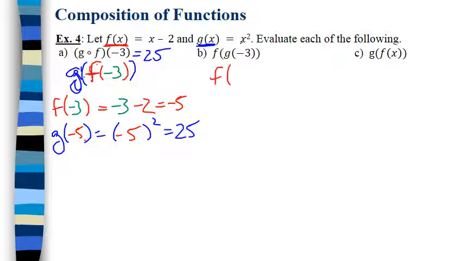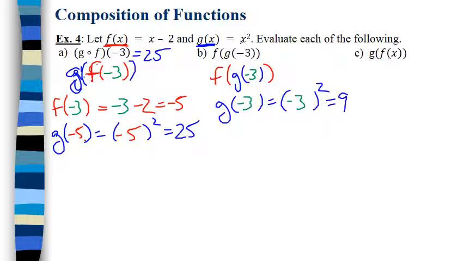So if we need to find f of g of negative 3, we always do the inside function first. So g of negative 3, remember the g function says take whatever your input is and square it, and our input here is negative 3. So g of negative 3 is 9. And so we're going to put that into the f function. So we're finding f of 9, and the f function says take your input, which is 9, and subtract 2. Well, 9 minus 2 is 7. So that means f of g of negative 3 is 7.